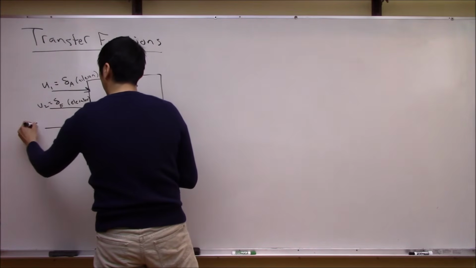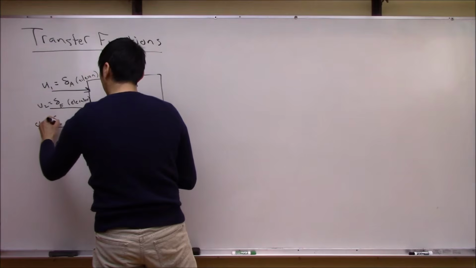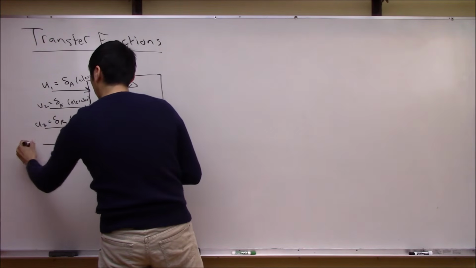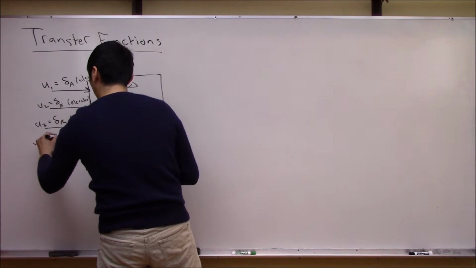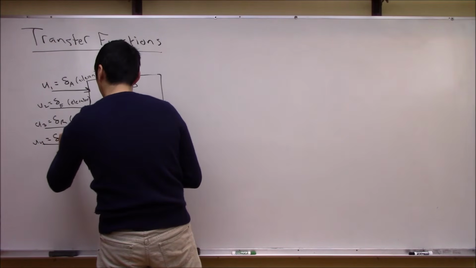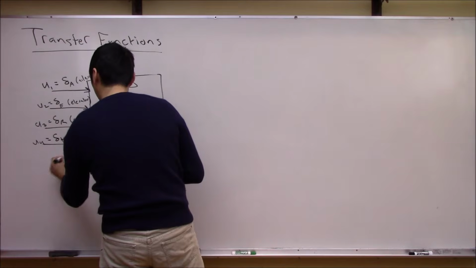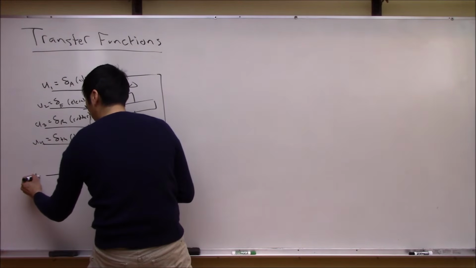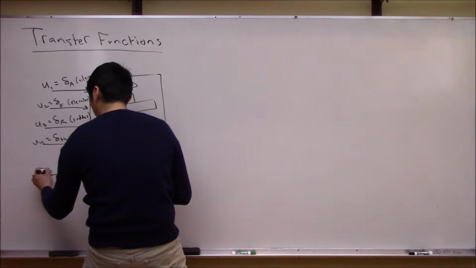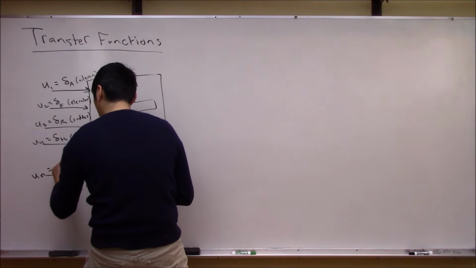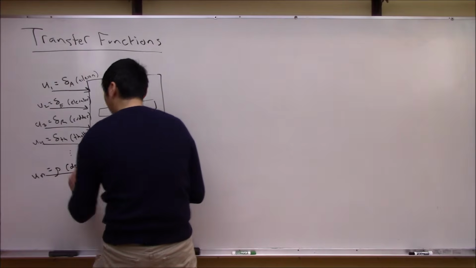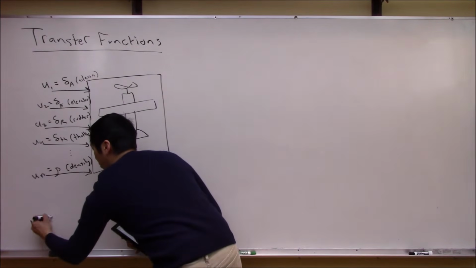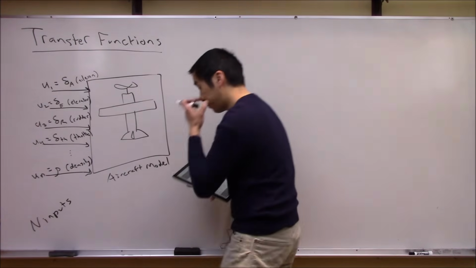There could be another one, U3. This could be your delta rudder. U4 could be your deflection of your throttle, etc., etc., etc. And you could come all the way down to, like we said, some esoteric inputs like, let's call it UN. This could be like the air density, because that will affect the output of this system, right? So in general, there might be N inputs.